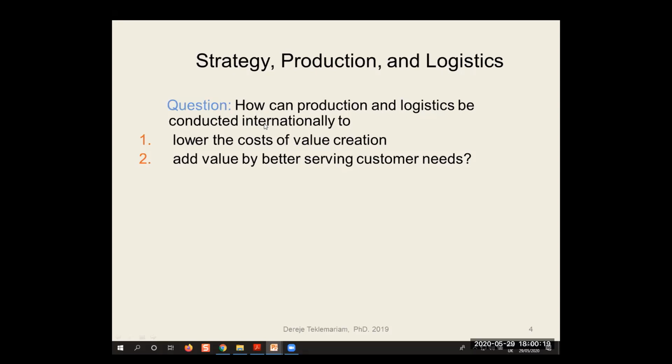So one important question asked by a number of international companies is, how can production and logistics be conducted internationally? Because they are really concerned with costs, production and logistics can be conducted in consideration of what? In consideration of lowering costs, let's say. How can production and logistics be conducted globally or internationally to lower the costs of value creation? Value is an advantage.